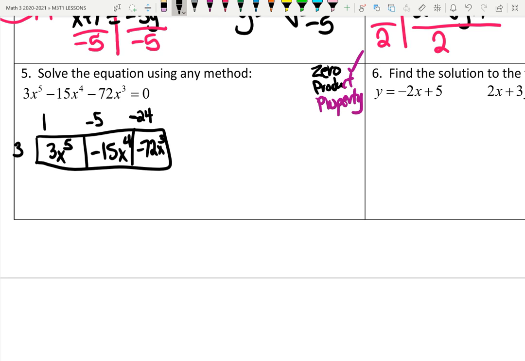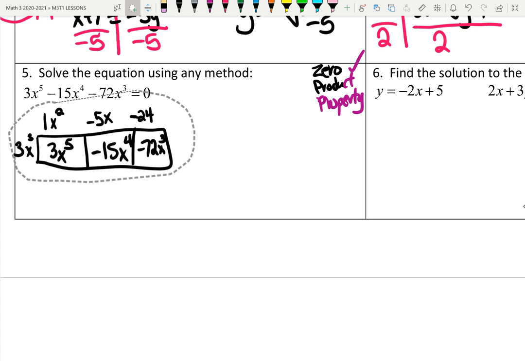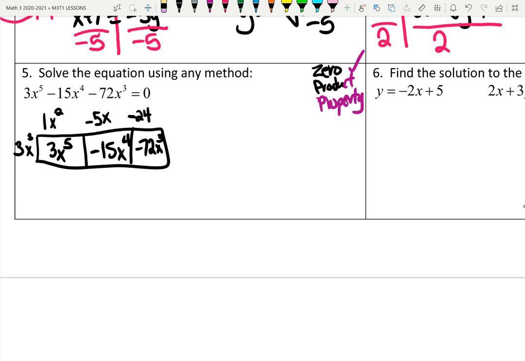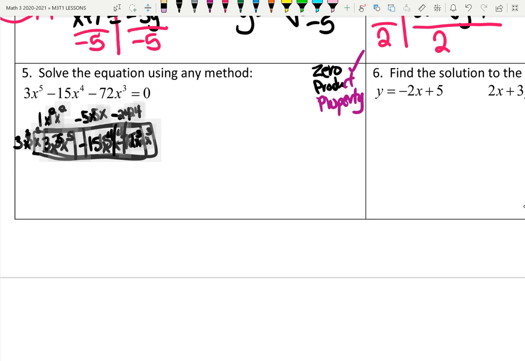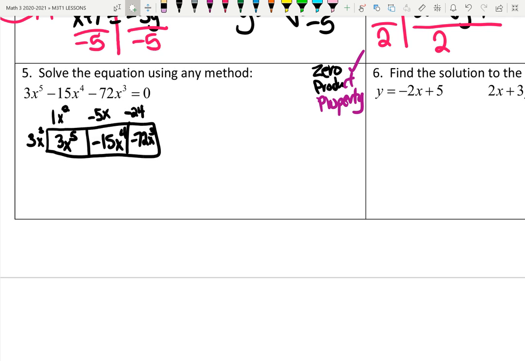Now I figure out how many x's do they all have in common? Well, they all have x to the 3rd. So I need 2 more, 1 more, and no more. This right here is the area model. This is representing the factoring process that should be going on mentally. I need to rewrite this factored. So this is going to be 3x to the 3rd power times x squared minus 5x minus 24.